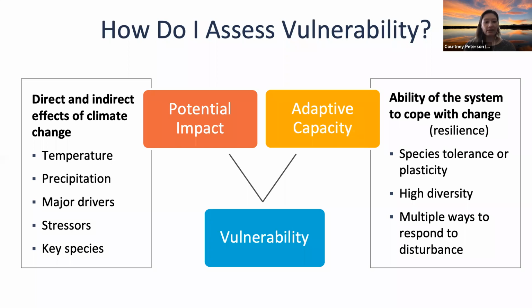And so again, when you're assessing vulnerability for your projects, you want to think about those direct and indirect effects of climate change, so those potential impacts, and then also consider the adaptive capacity, so the ability of your system to cope with those changes. And then you'll give an overall vulnerability rating for your project area.